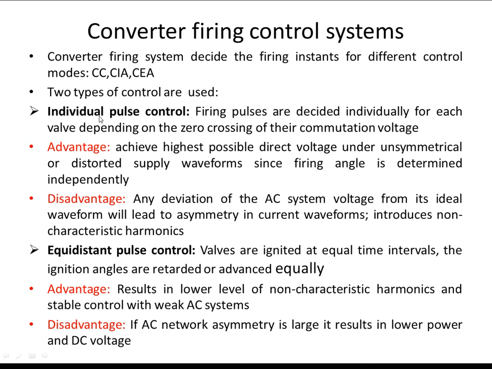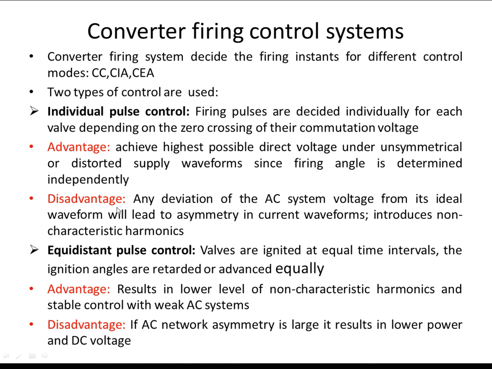Then what is the advantage of this individual pulse control? The advantage is that it achieves the highest possible direct voltage under an unsymmetrical or distorted supply waveform. Suppose your supply AC waveform is unsymmetrical or distorted, at that time in this scheme you can get the highest possible direct voltage, because the firing angle is determined independently for each valve.